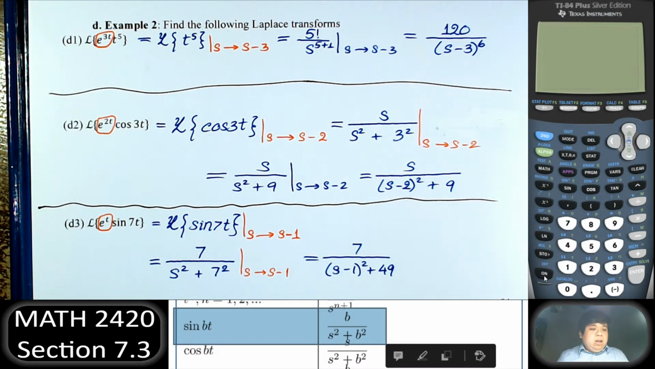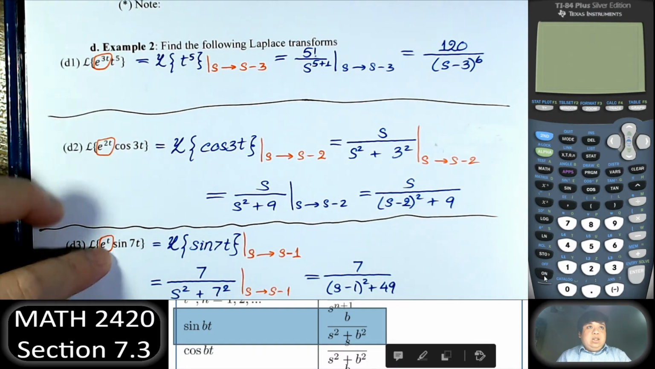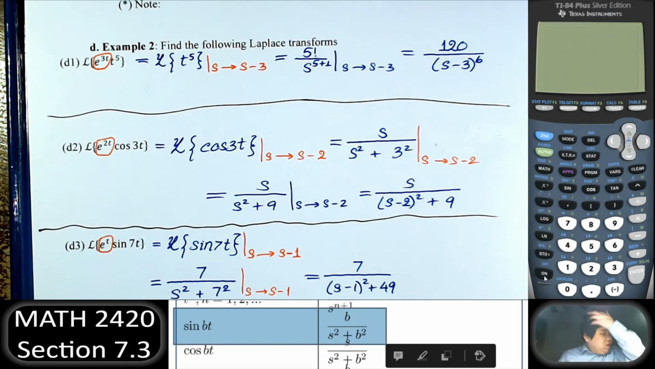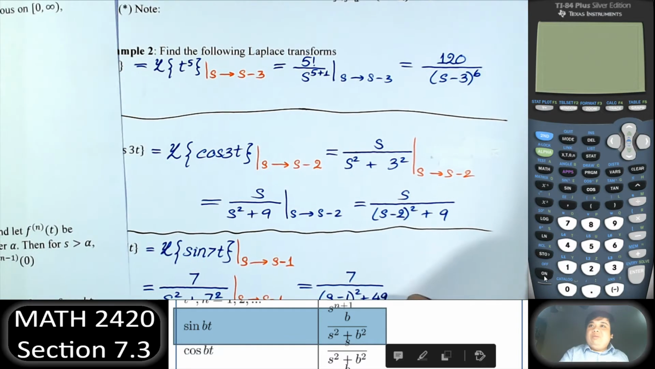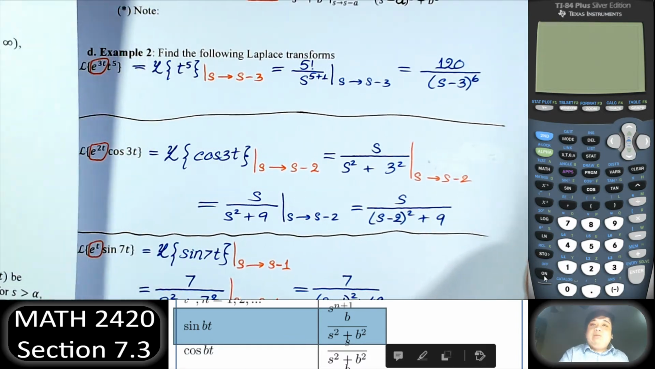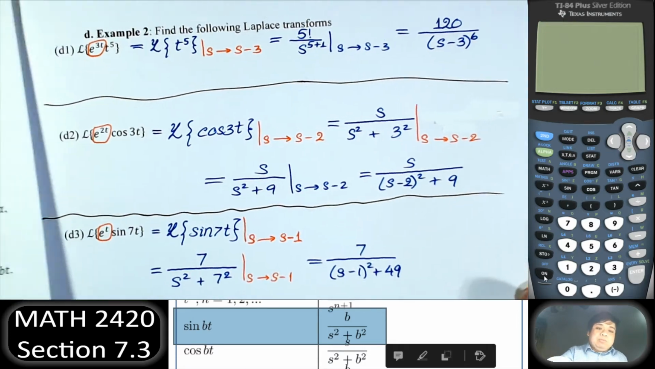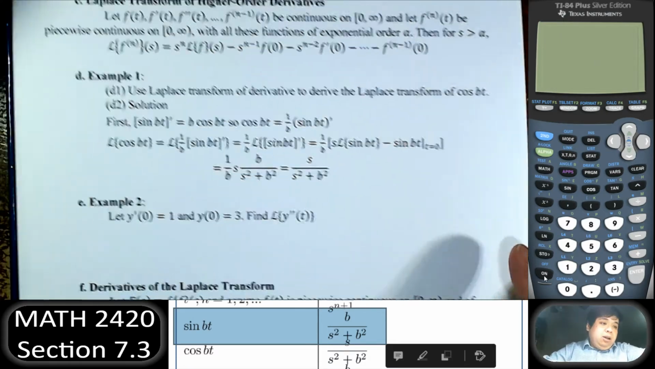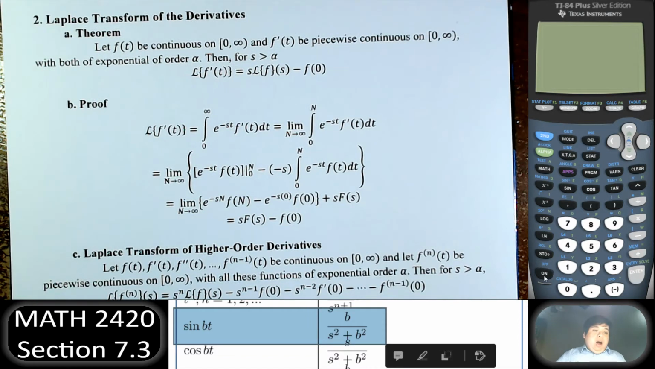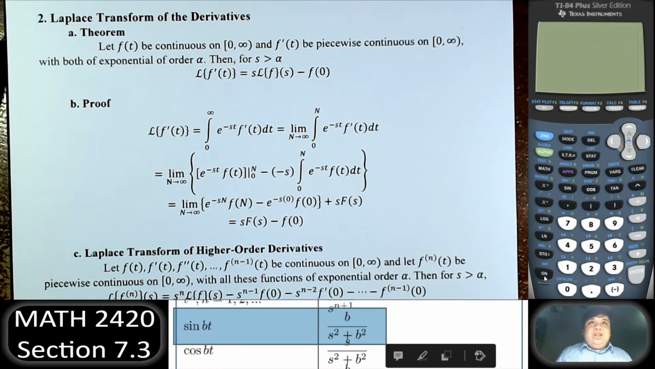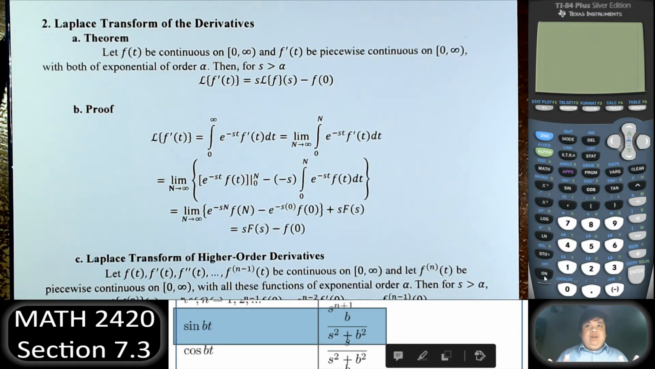Yeah. So when we have the e to the at, translate s to s minus a. So that's what we have. So simple enough, straightforward, right? Right, now Laplace transform of the derivatives. Now this is very important because after all, this is differential equations, so we're going to have derivatives. So we need to know what is the transform of the derivative.